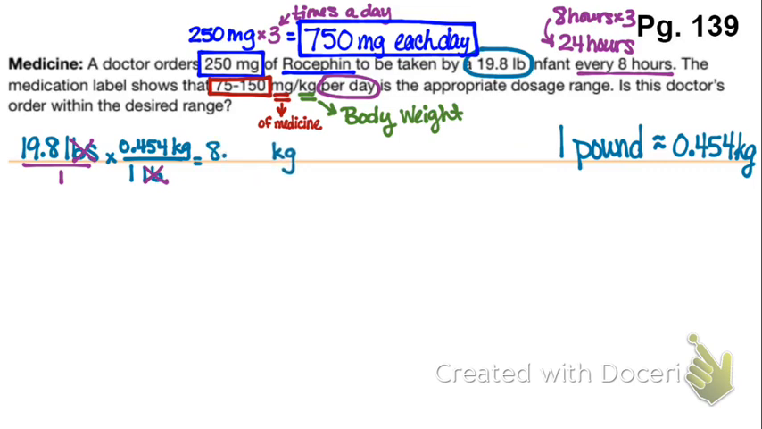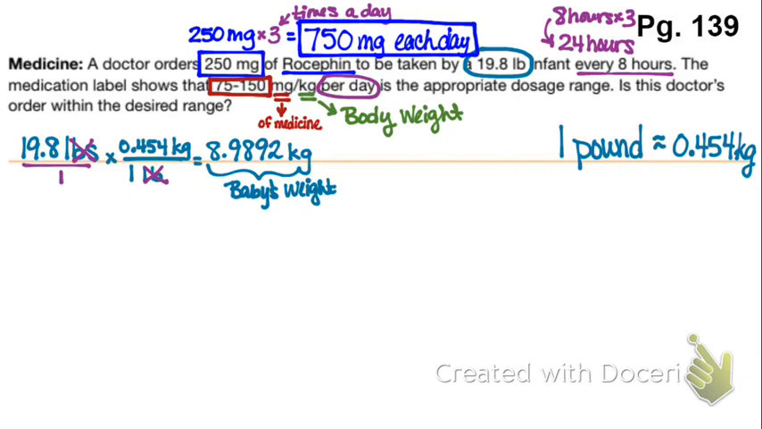You said 8 point what? 9892. Sorry, I just didn't hear the rest of it. 8.9892 kilograms. So here's the baby's weight, technically the baby's mass. So how do I determine if what the doctor prescribed fits in the right window? Can you divide the 250 by the baby's weight? Yes, we're going to divide, but what am I going to divide? 250 by the kilograms, the baby's weight.